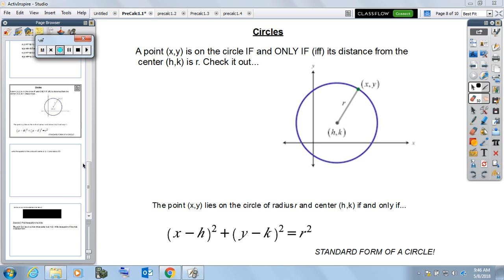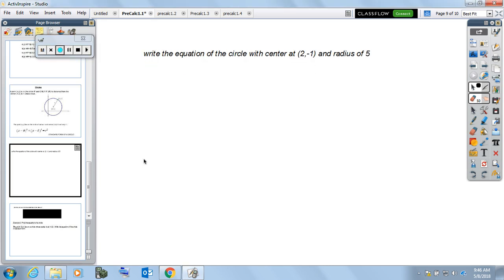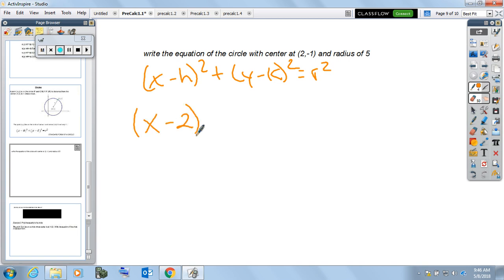So let's take a look at a pretty basic example of how we would find the standard form of the equation. Once again, we have to think to ourselves, what does it represent? We know the standard form of the equation is going to be (x minus h) squared plus (y minus k) squared equals r squared. So the standard form of our equation is simply (x minus 2) squared plus (y plus 1) squared equals 5 squared, which is 25.